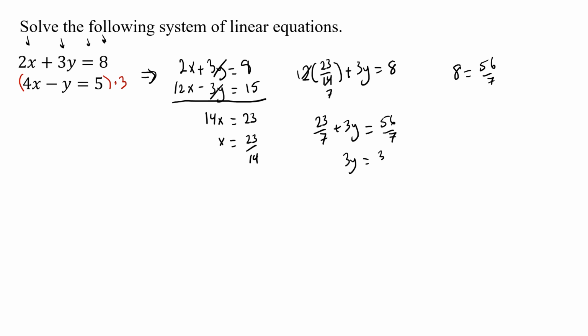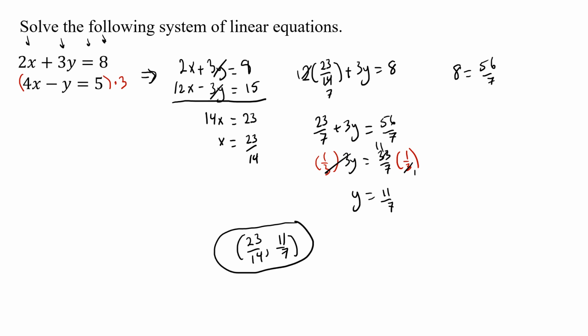So we get 33/7. Then I'm going to solve that by dividing by 3, which is the same thing as multiplying by a third. So these cancel, leaving me with y. Then over here, the 33 and the 3 cancel because they're both divisible by 3. So I get 11/7, and so my answer to this problem is 23 over 14 and 11 over 7. Okay.